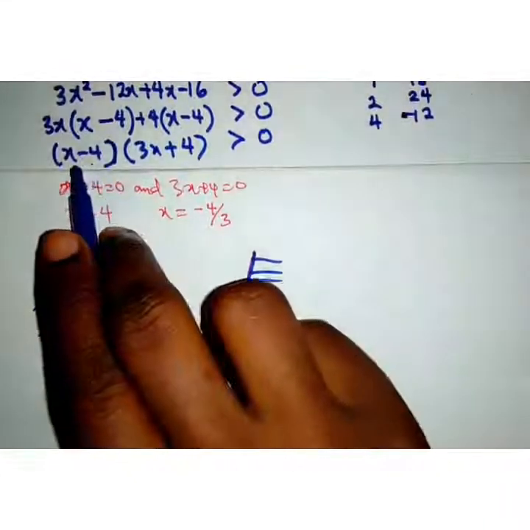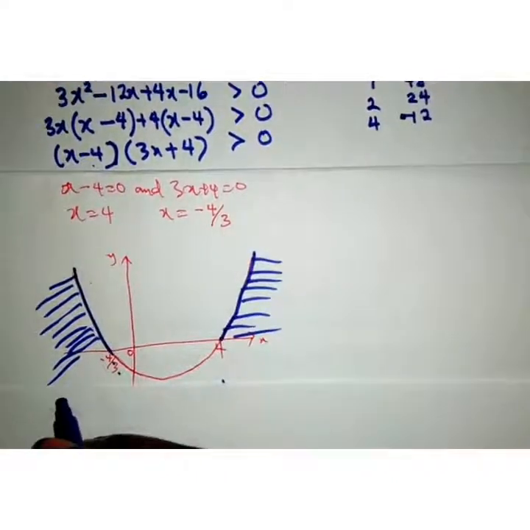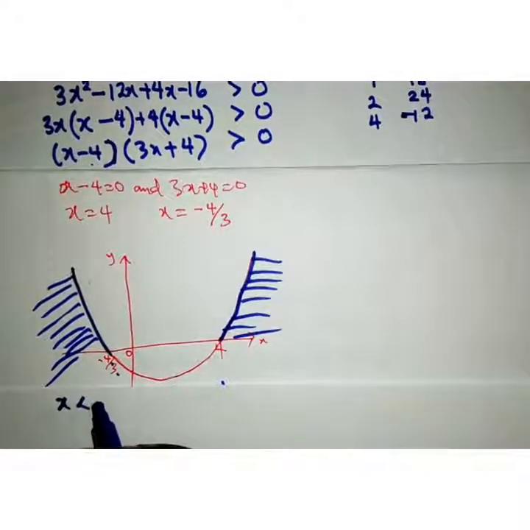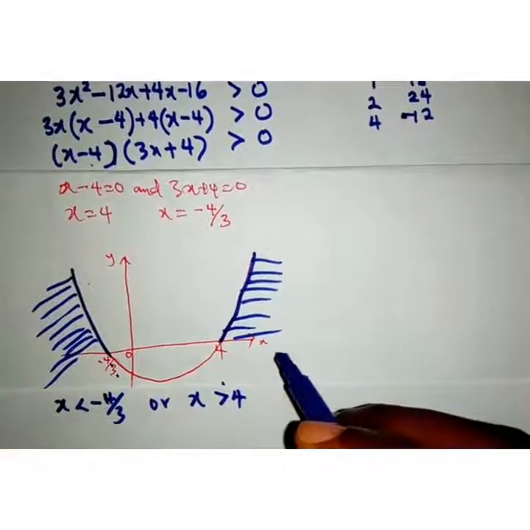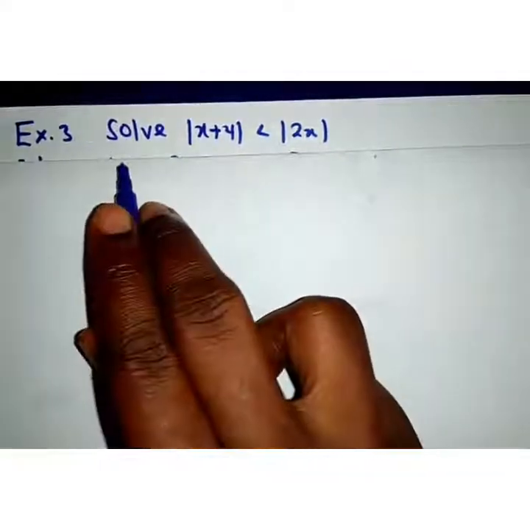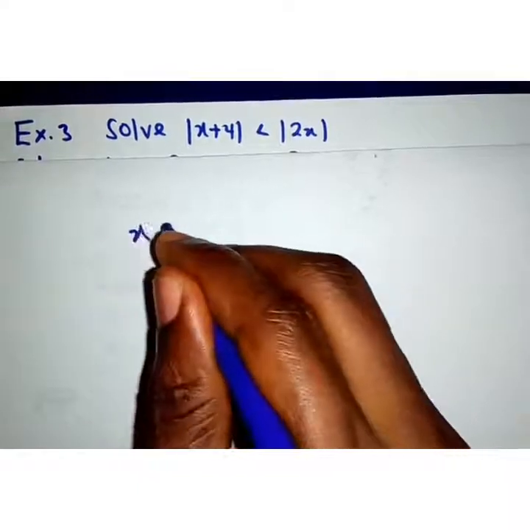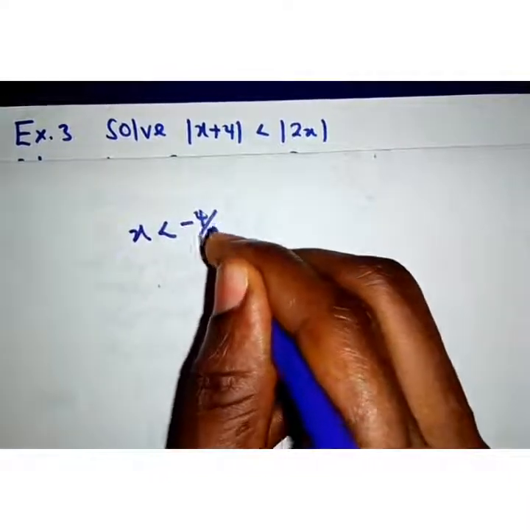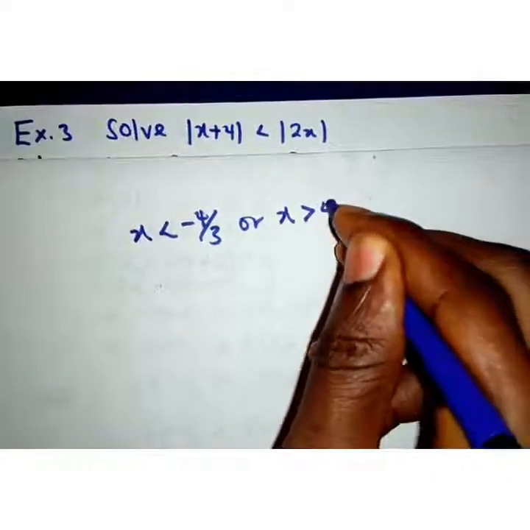So the values of x where this curve is greater than 0 are x less than minus 4 over 3 or x greater than 4. Hence, the solution to this inequality is x less than minus 4 over 3 or x greater than 4.